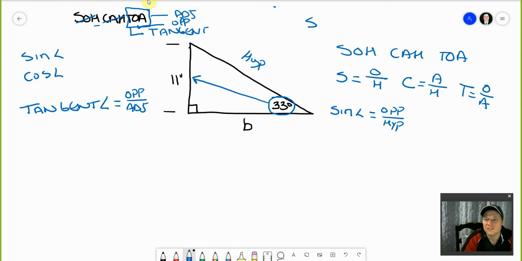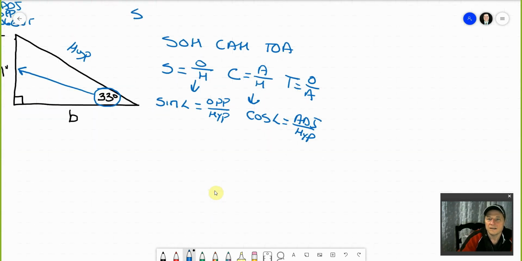So this formula, sine of the angle equals opposite divided by hypotenuse, is right here. Therefore, cosine of C equals A over H is cosine of the angle equals adjacent divided by hypotenuse. And then if we drag this over, T equals O over A means tangent of the angle equals opposite over adjacent.